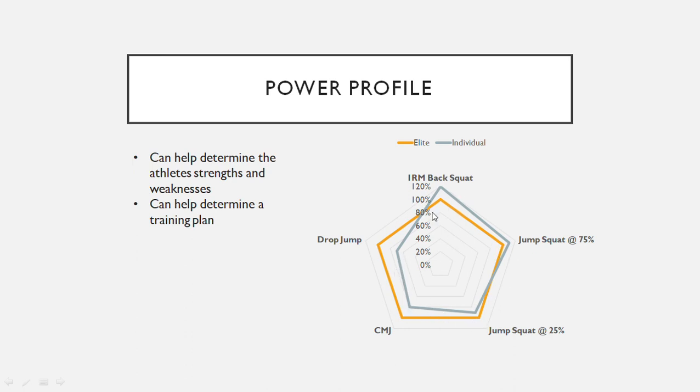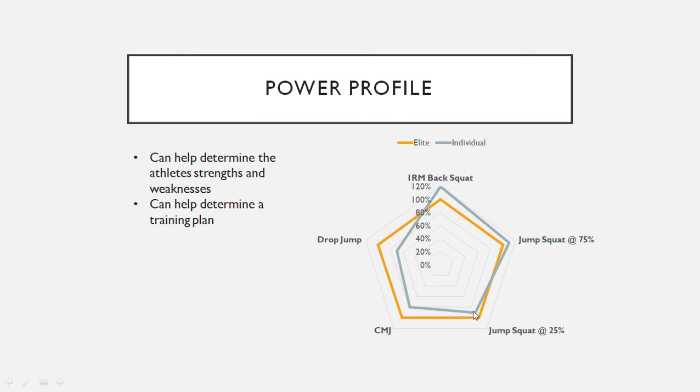So as you can see with this guy, his back squat is quite significantly more than the average elite in his sport and his position. His jump squat at 75%, his performance is better in that as well. But then when we start getting lighter, his performance actually gets worse and worse. So that tells us that he's very well trained on the force aspect of that force velocity curve.